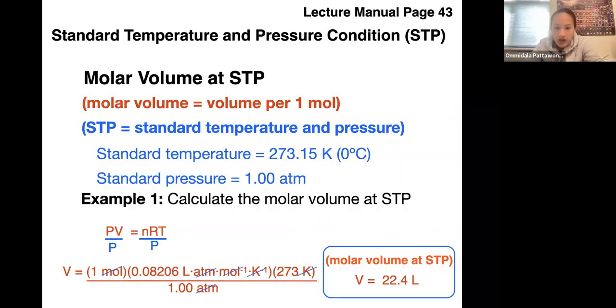So if you calculate this, you are going to get the volume equal to 22.4 liters. What does it mean? Well, it means that at this temperature and this pressure, 1 mole of gas occupies 22.4 liters. That's what it tells you. If you have this temperature and pressure and you have 1 mole of gas, it's going to occupy this much space: 22.4 liters.